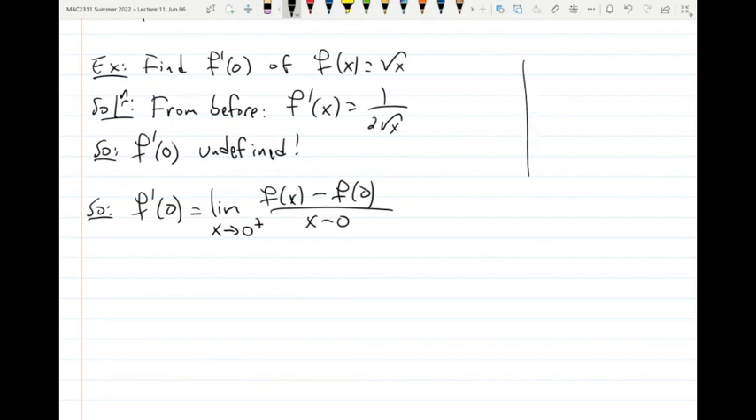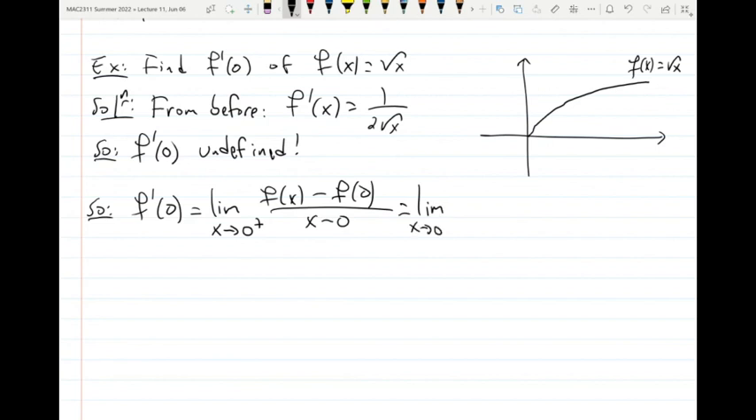Because remember, we are analyzing the square root function. Here it is, right? As a square root function. So there is no function to the left of 0. Okay, so let's do this.